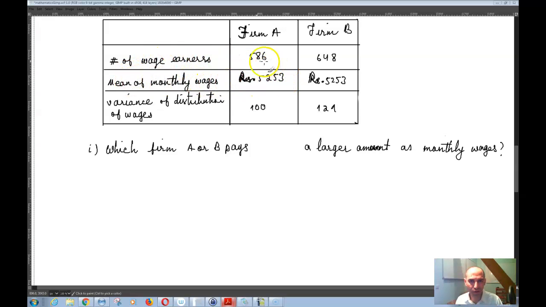if you multiply the number of wage earners here by the mean of the monthly wages, you would get some number over here, and do the same thing over here. Whichever number is larger, that means that firm pays a larger amount as monthly wages. I suppose that's the way to solve it. Otherwise, there is no other way to solve the problem.